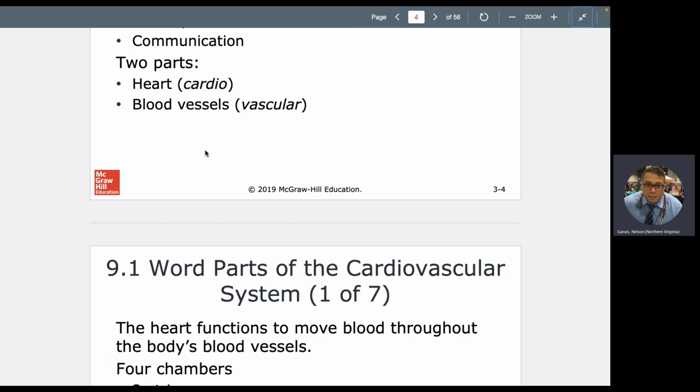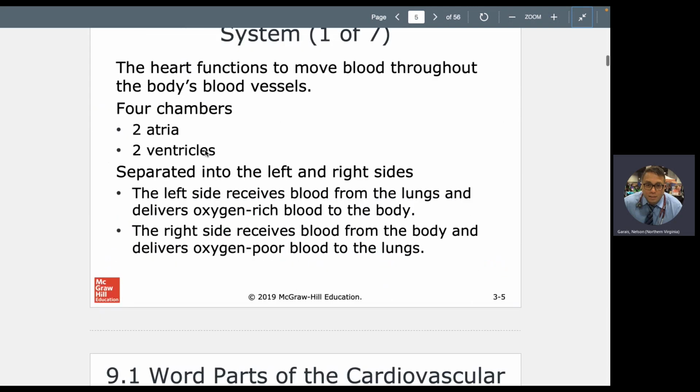Now remember, they are not colored red and blue in real life. Those are just conventions in textbooks, so we know what they are.